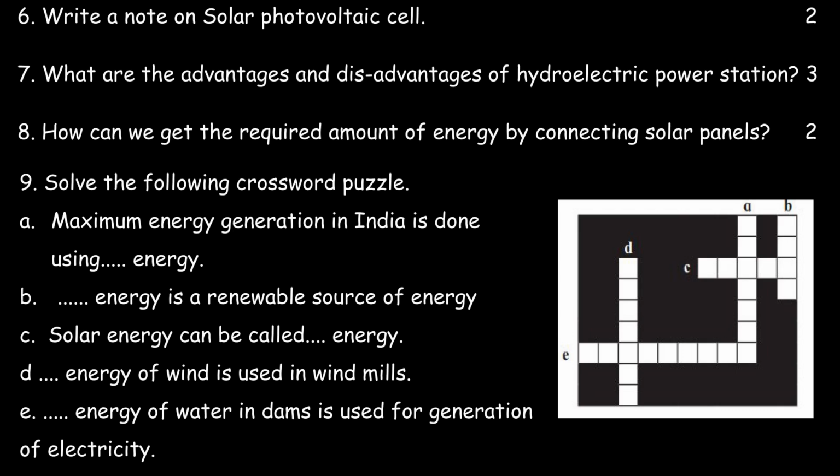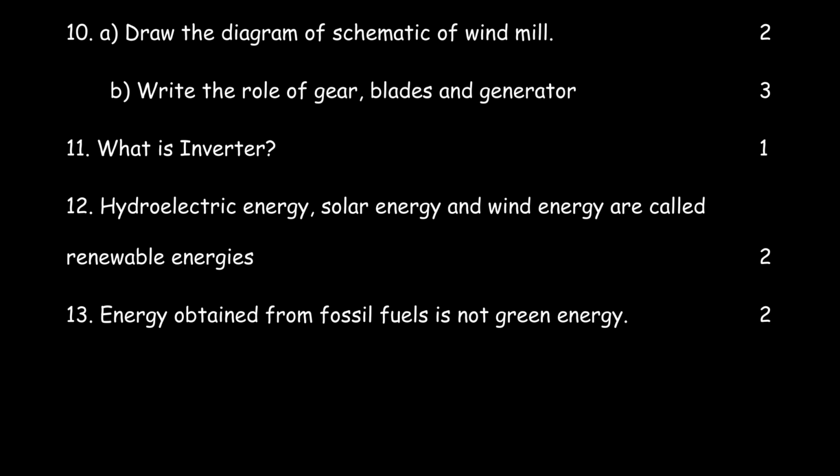So all this drawing, you do at the end. Don't do it in the middle of the paper. First complete the paper wherever answers are required, and then come back and do all these things. Leave one page and come back and solve this. Then draw the schematic diagram of a windmill. Role of gear, blades, generator, what is an inverter, all these questions. So do the writing work first, and then the diagrams.